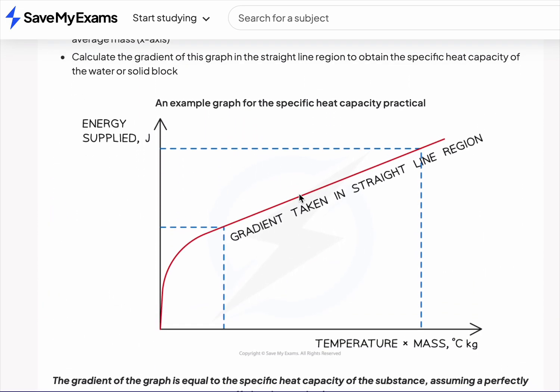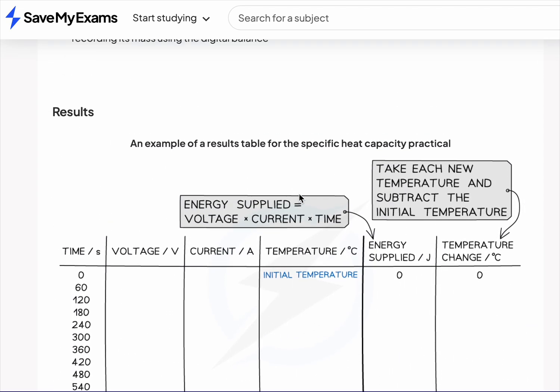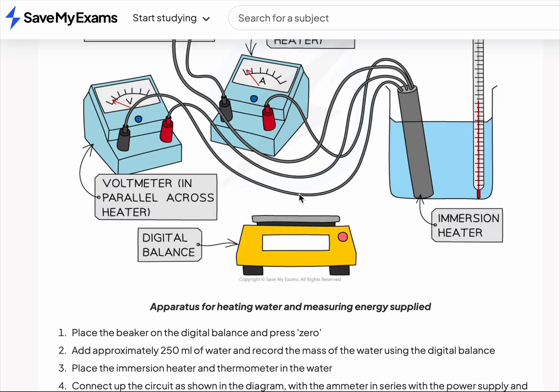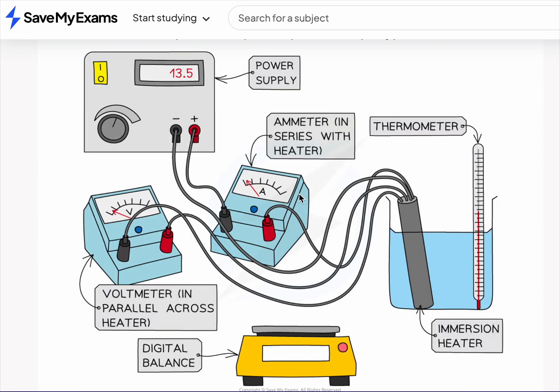So there's the graph you need to use, and there's a table you need to have, and there's the equipment that could be used either for water or for an aluminum block.